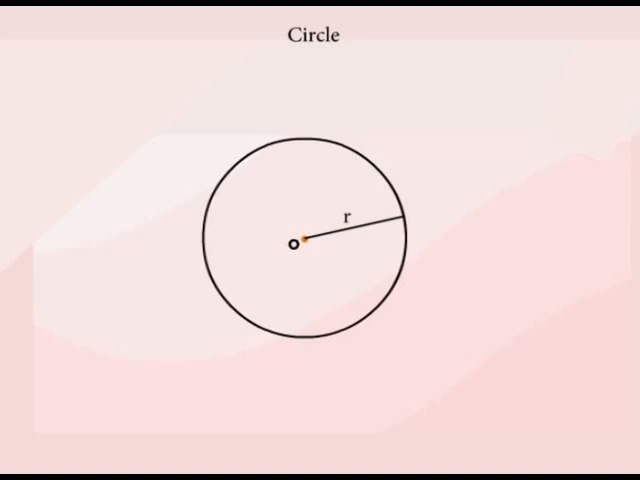Area of a circle. Now consider a circle with center O and radius r. The area of the circle is given by pi r squared, where pi is 22 over 7 or 3.142, and r is the radius of the circle. That is the distance from the center to the circumference.